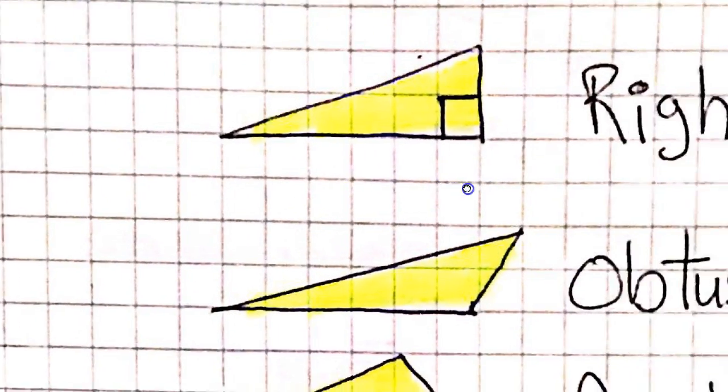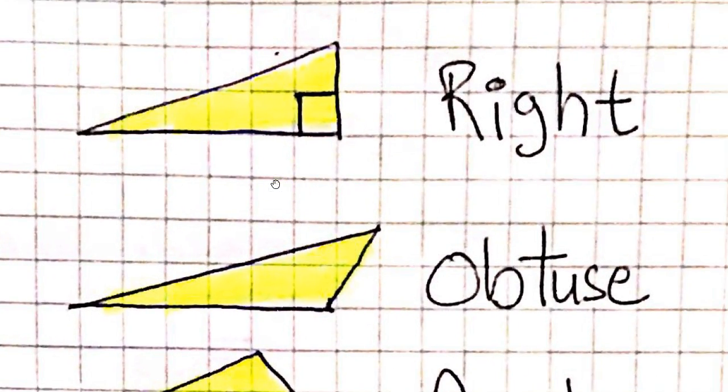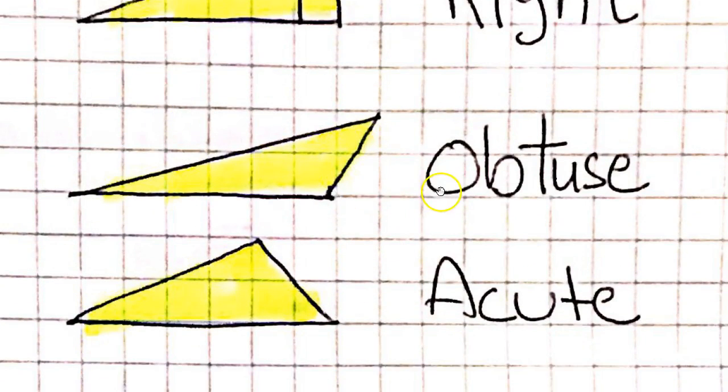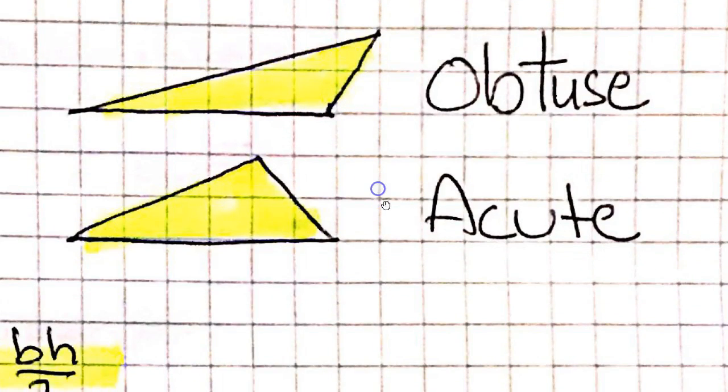Let's talk about triangles a little bit. There are three triangles that we're concerned with. The right triangle, which has one angle that is equal to 90 degrees. An obtuse triangle, which has one angle that is greater than 90 degrees. And the acute triangle, in which all angles are less than 90 degrees.